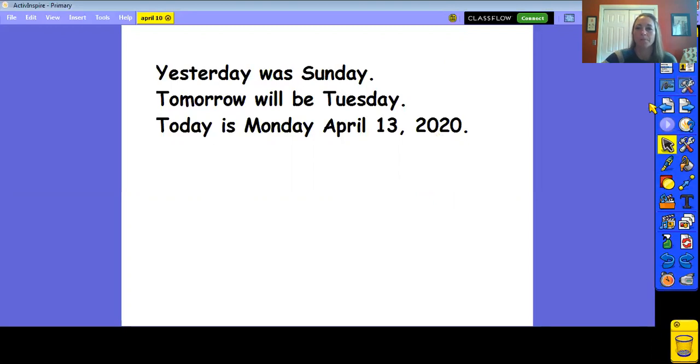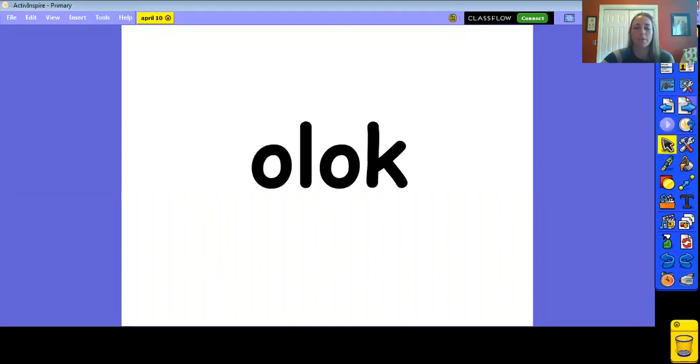All right, now, I have some scrambled up sight words for you. So O-L-O-K is not one of our sight words. If you tried to read that, it would sound like nonsense. Unscramble those letters and discover one of our sight words.